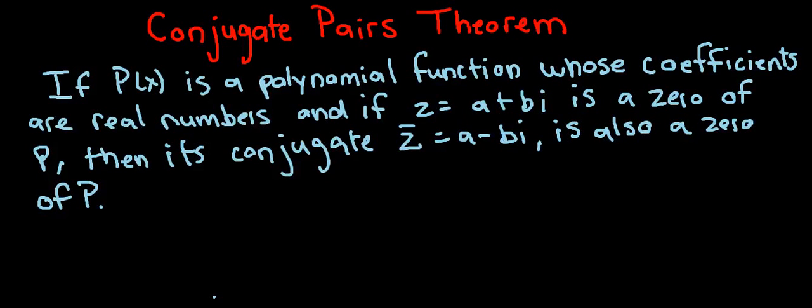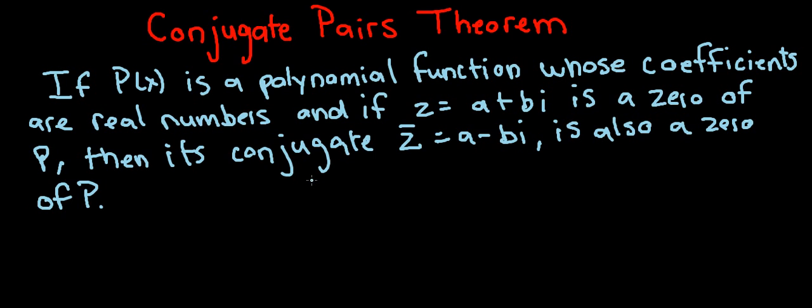The conjugate pairs theorem says that if p of x is a polynomial function whose coefficients are real numbers, and if z is equal to a plus bi is a zero of p, then its conjugate, the conjugate of z, that's what this line over means, which is equal to a minus bi, is also a zero of p.